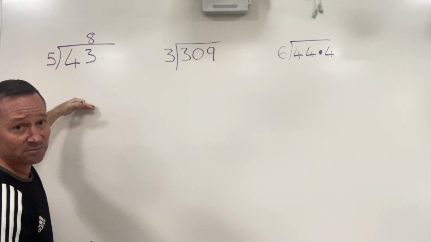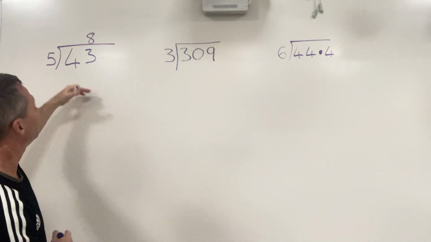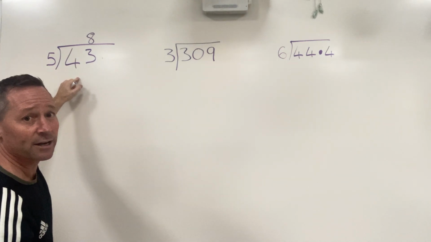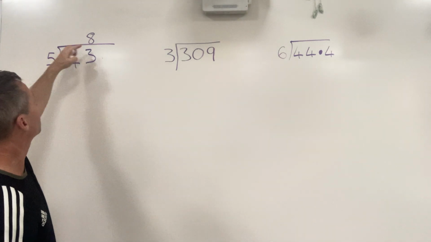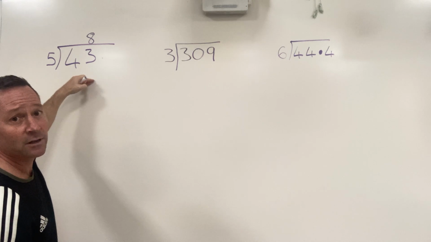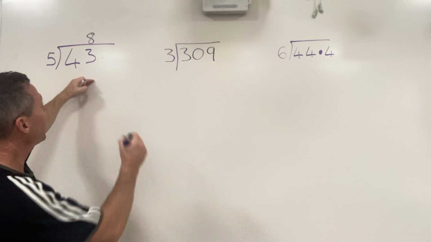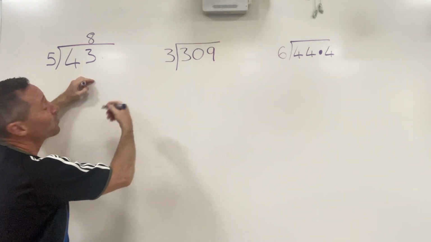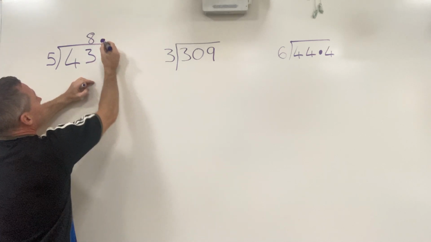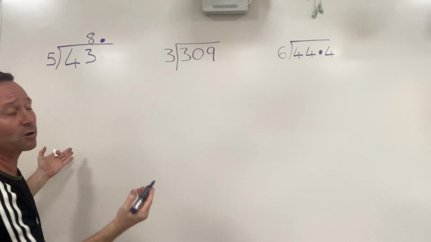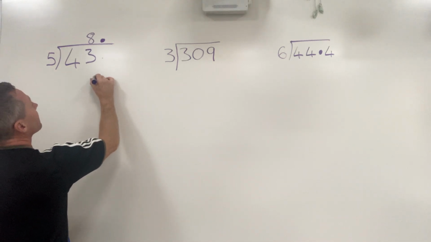With long division, you put it underneath and you minus. We should be able to do this in our minds by now. 43 minus 40, which is 8 times 5, would leave 3. And you'd normally have remainder 3. But we're not going to do that. We're going to put a decimal point now. Okay, so at the moment, we've got 3 left over.